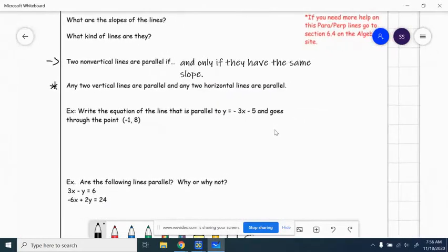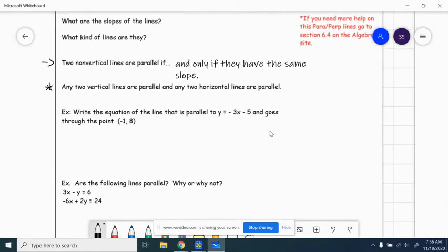So what we need to do is write the equation of a line that is parallel to this line, y is equal to -3x plus 5, and goes through this point. Okay, so what we need to do for an equation of a line in slope-intercept form, we need y is equal to mx plus b. We need to find an m value and a b value, okay, or our slope and our y-intercept, okay?